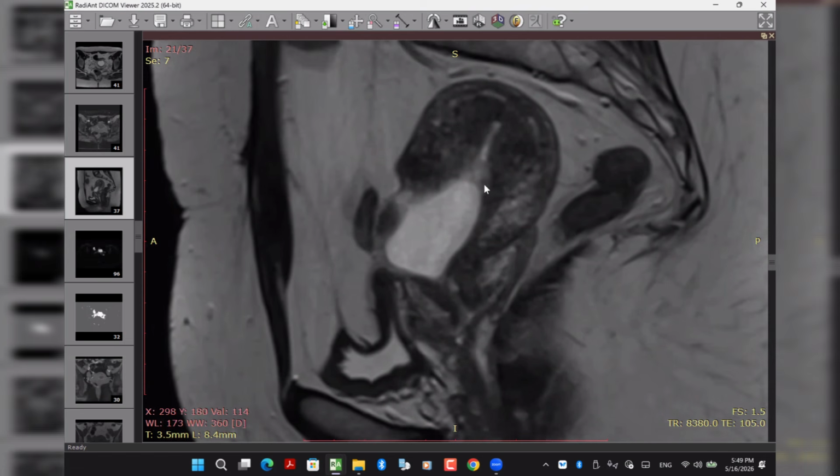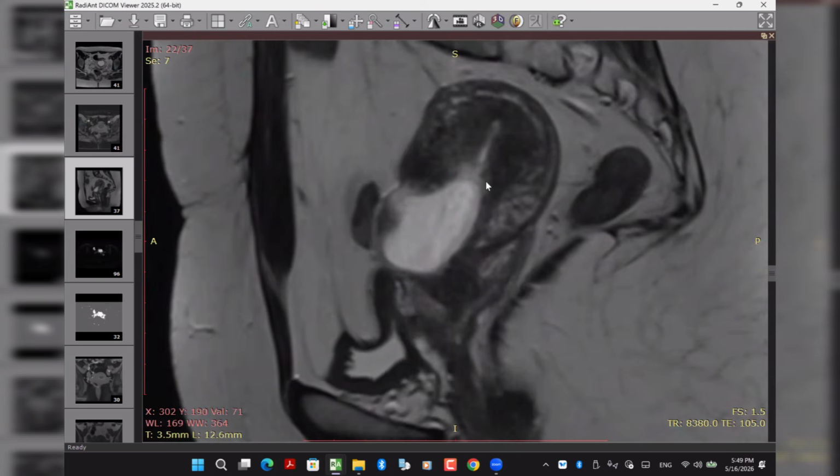Let me discuss with you. What specific question do you want to ask in the clinical history of this case? This case presented with acute pelvic pain. What exactly do you want to ask?